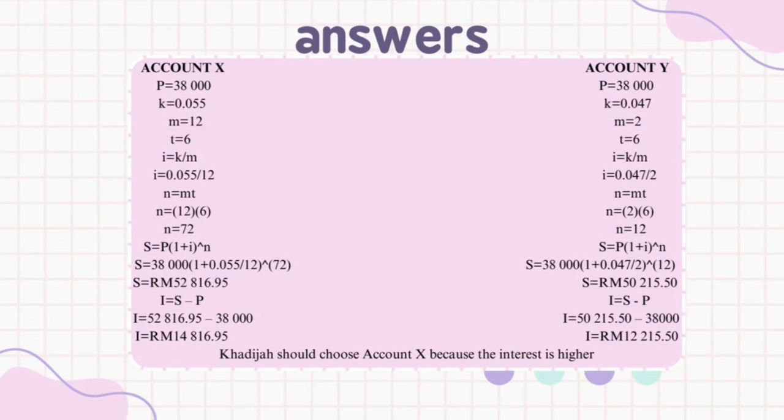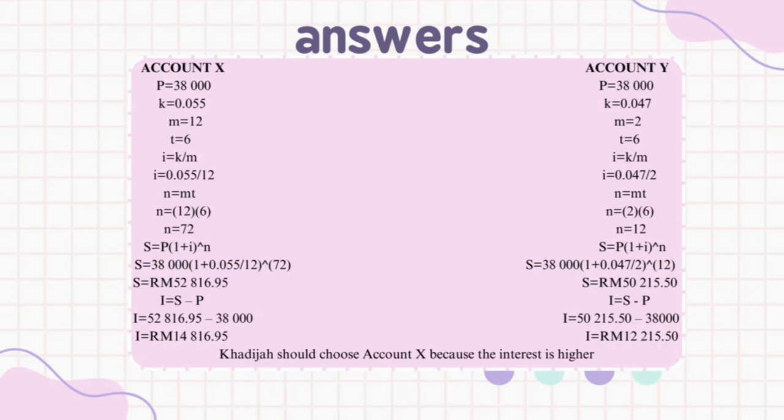To answer this question, we need to identify the data given in the question, which is P equal to 38,000, K 0.055, M 12, T 6, I equal to 0.055 over 12, and N equal to 72. We need to use the future value formula, which is S equal to P(1 plus I) to the power of N. Then we substitute the values into the formula, S equal to 38,000(1 plus 0.055 over 12) to the power of 72, and we will get the value of S to be 52,816.95.